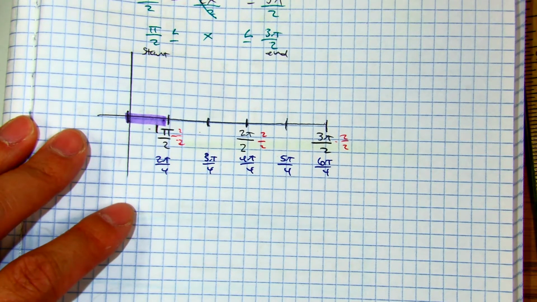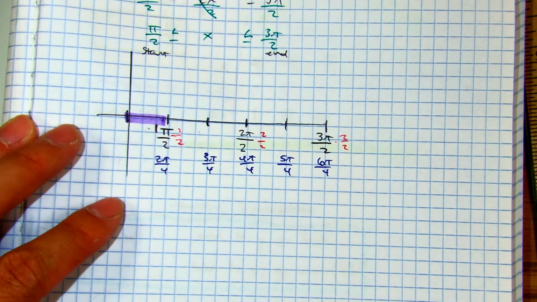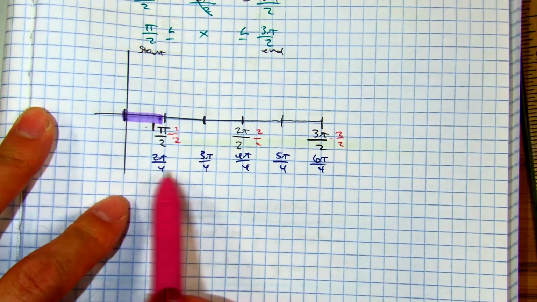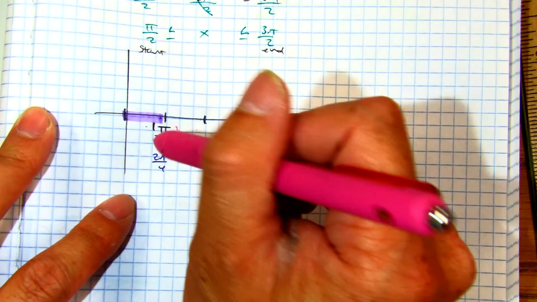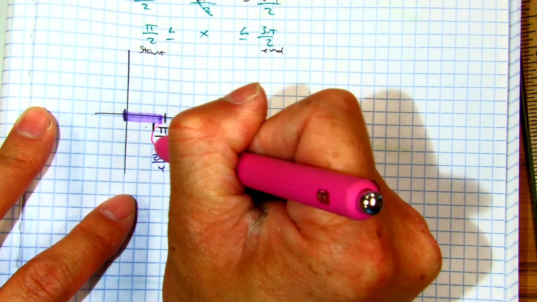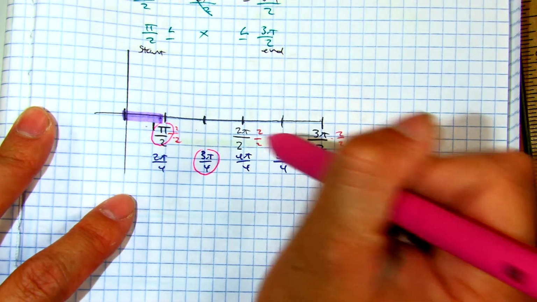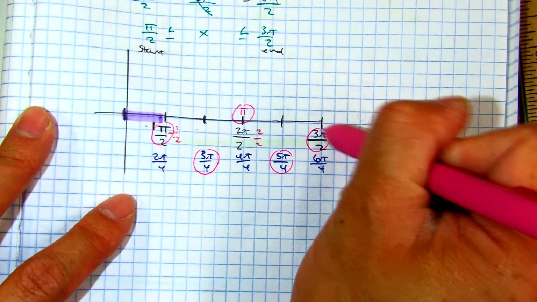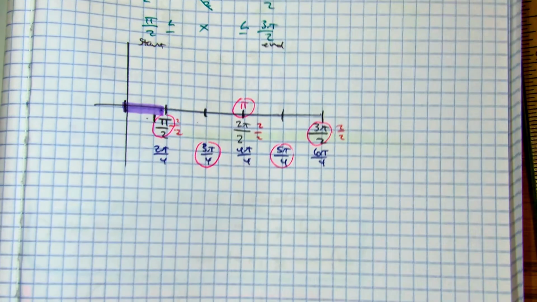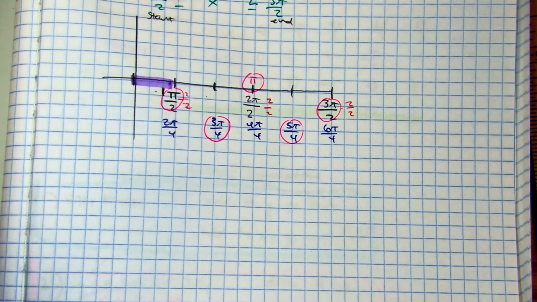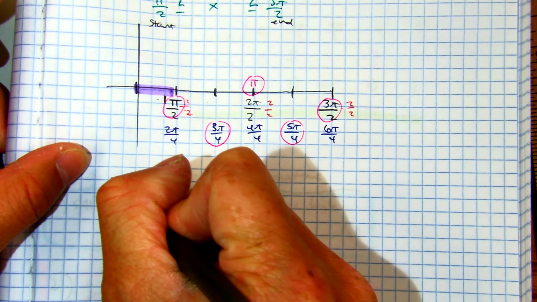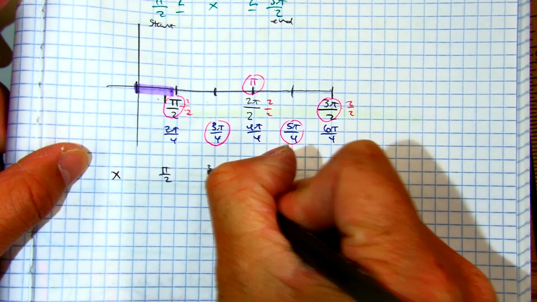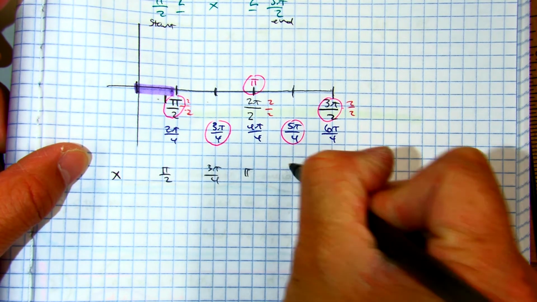I like to go back and circle the ones I'm going to be using. You could work with all those as long as at the very end you reduce them. So I have pi over 2, 3 pi over 4, this is essentially pi, 5 pi over 4, and 3 pi over 2. So I have x, making my table of values here: pi over 2, 3 pi over 4, pi, 5 pi over 4, and 3 pi over 2.